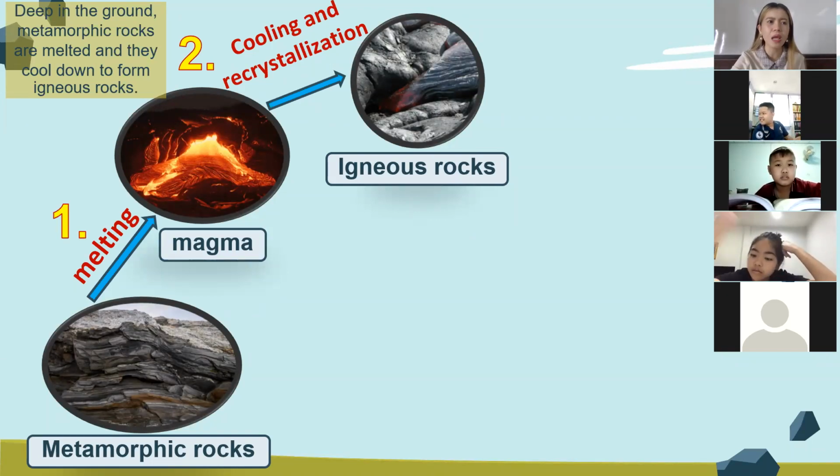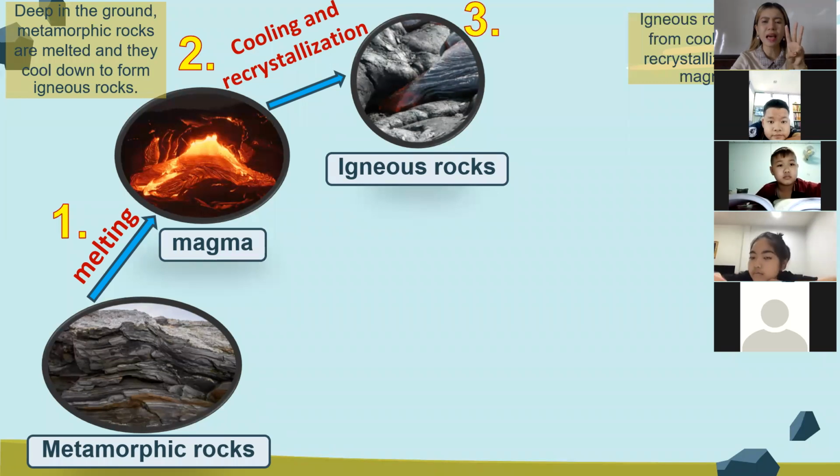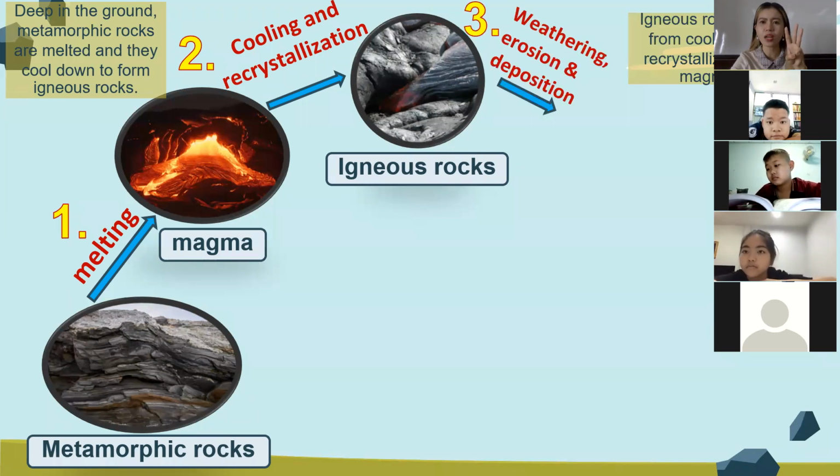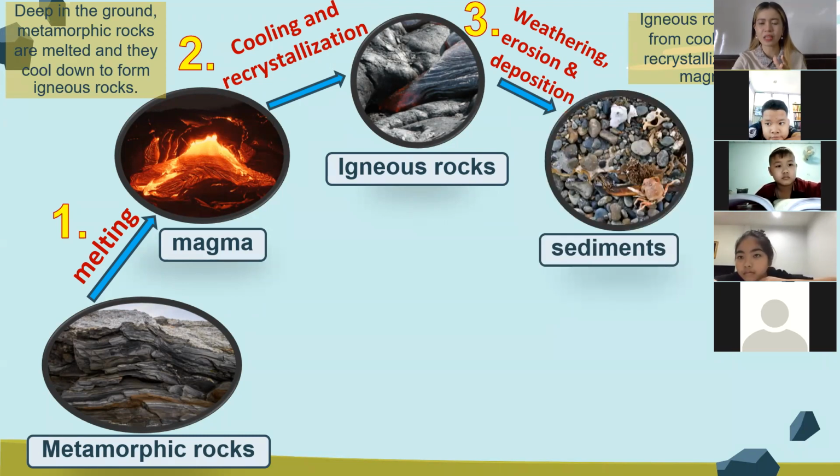So deep in the ground, metamorphic rocks are melted and they cool down to form igneous rocks. Number three, class, we have weathering, erosion, and deposition. When igneous rocks break down into small pieces and they are eroded and deposited, they will form sediments. Okay, as you can see here, sediments are small pieces of rocks and fossils. Fossils are body parts of dead animals and plants.